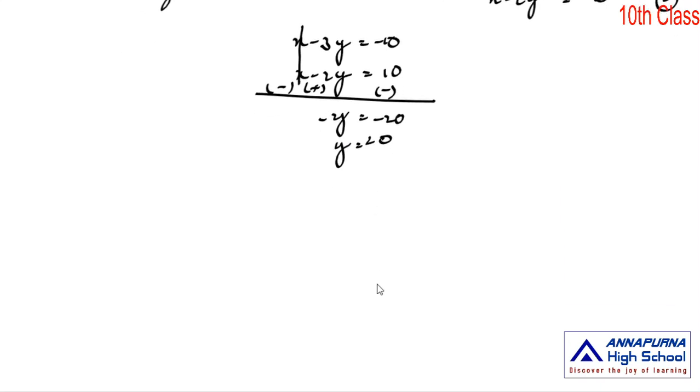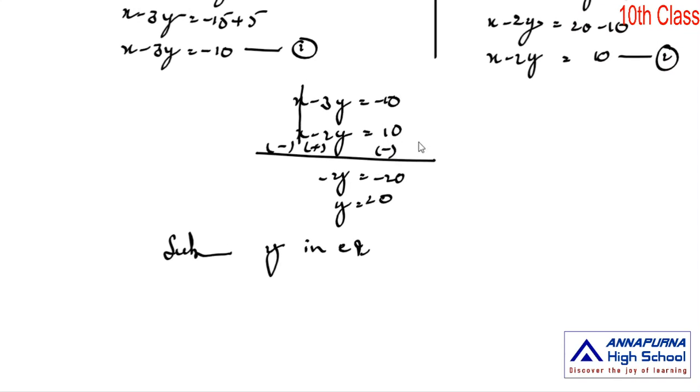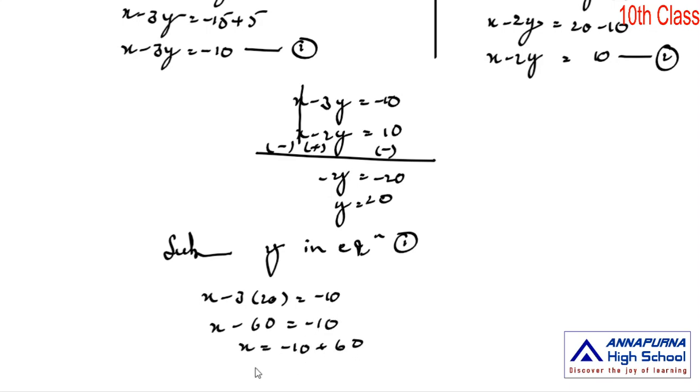20. Now substitute y in either equation 1 or 2. Equation 1: x minus 3 into 20 is equal to minus 10. So x minus 60 is equal to minus 10. x is equal to minus 10 plus 60. x is equal to 50.